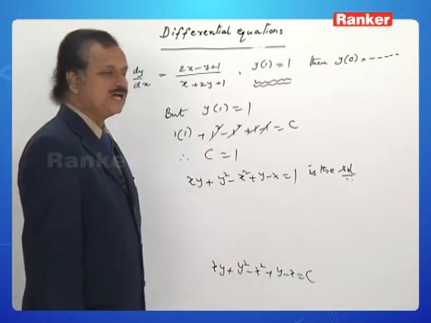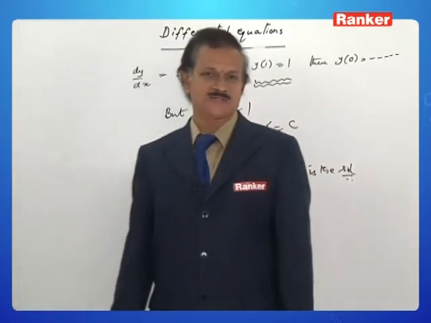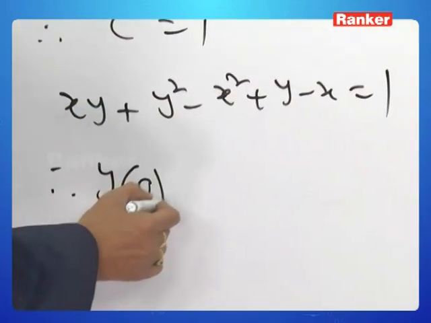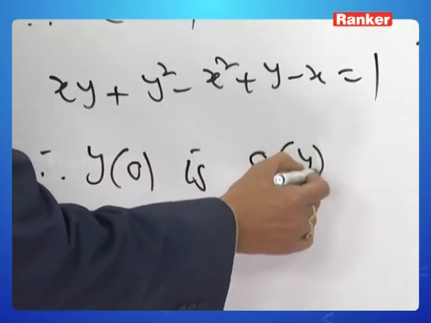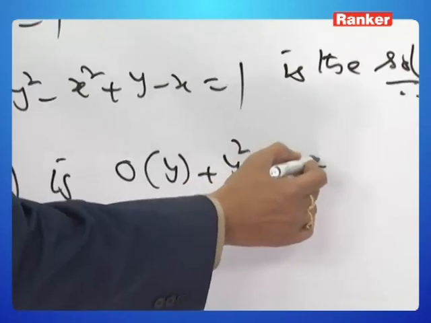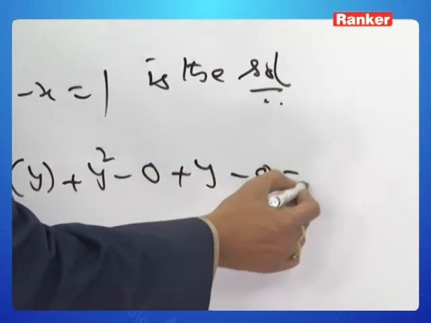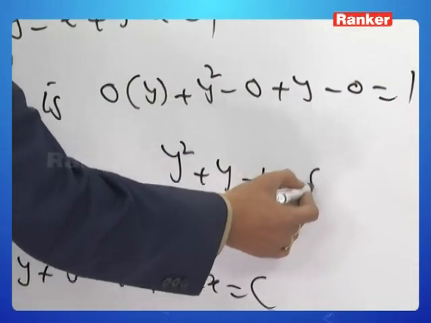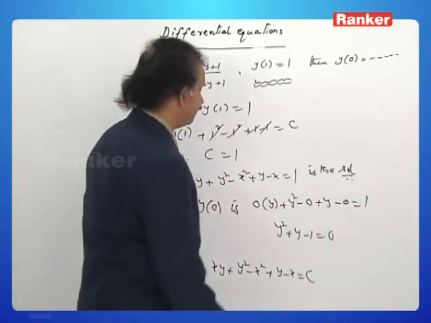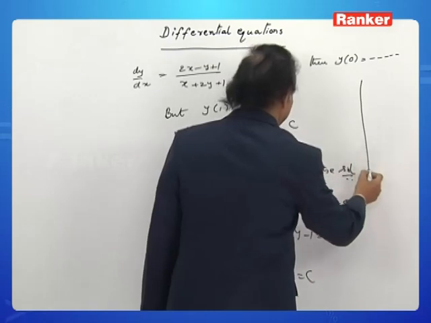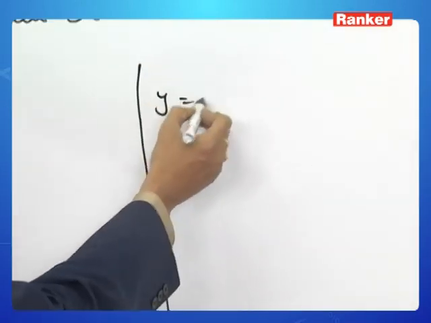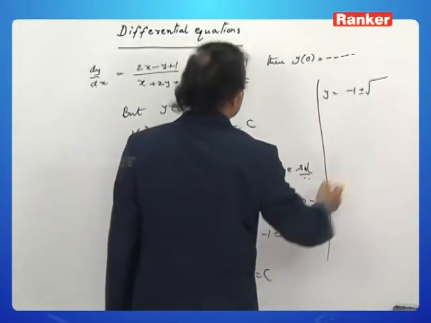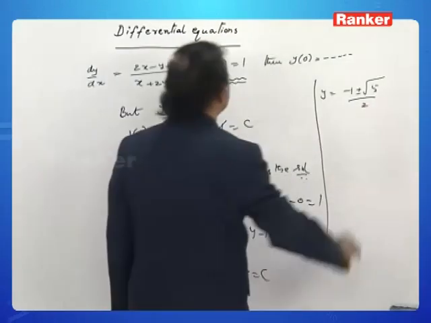Okay then, what is the actual question? What is the requirement? What do you require actually? y at 0 we want to have. Therefore, y at 0 is 0 into y plus y square minus 0 square plus y minus 0 is equal to 1. Therefore, y square plus y minus 1 is equal to 0. Isn't it? Therefore, y is equal to minus b plus or minus root of b square minus 4ac, which is 1 plus 4, is 5, by 2.